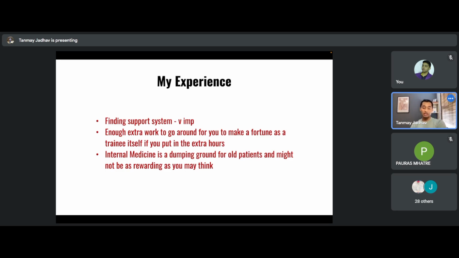Internal medicine is a dumping ground for old patients, unfortunately, because people live here much longer compared to India. From what I've seen, if you're thinking of doing internal medicine, I would discourage you from taking internal medicine in the UK. It is a dumping ground. It is something which really isn't rewarding for most of the people I have met. So that is something to keep in mind if you're leaning towards medicine rather than surgery or other specialties.